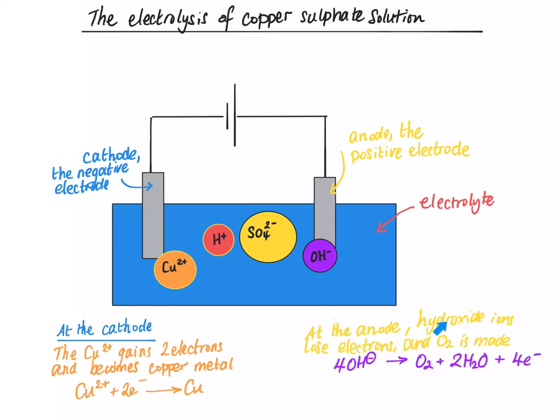At the anode, hydroxide ions lose electrons and oxygen is made, and the equation for this is the same as the equation before, which is 4OH- goes to O2 + 2H2O + 4e-. And the hydroxide ions are negatively charged, so they're attracted towards the anode, which is the positively charged electrode.